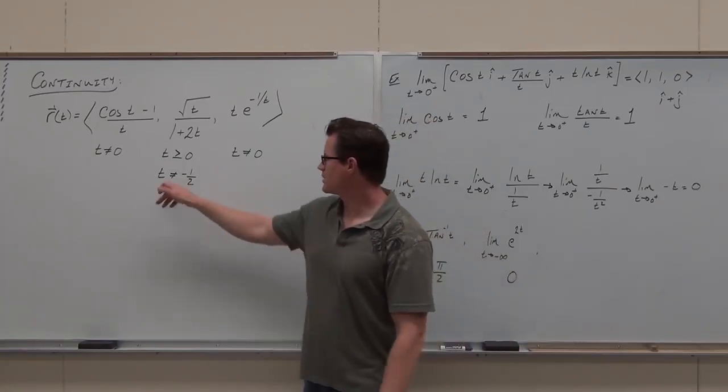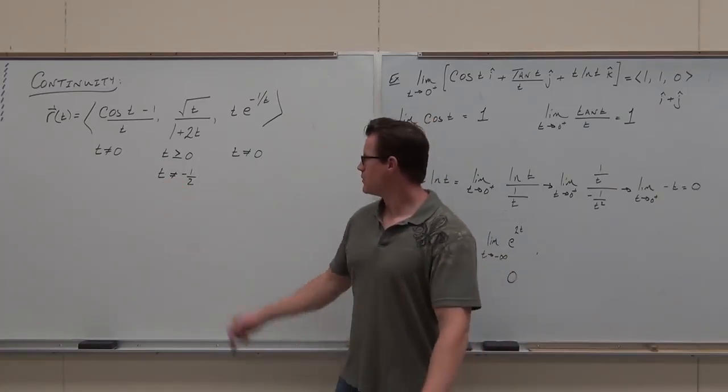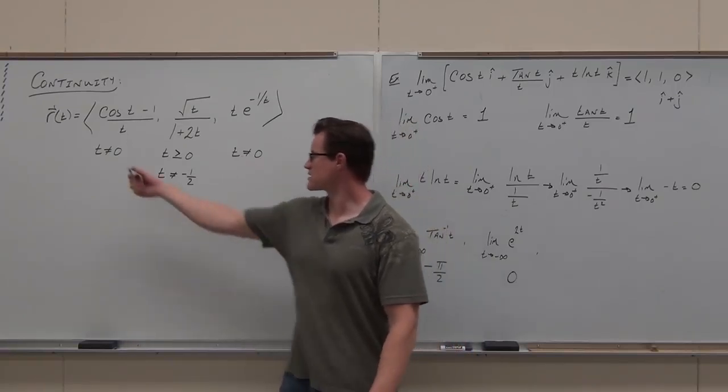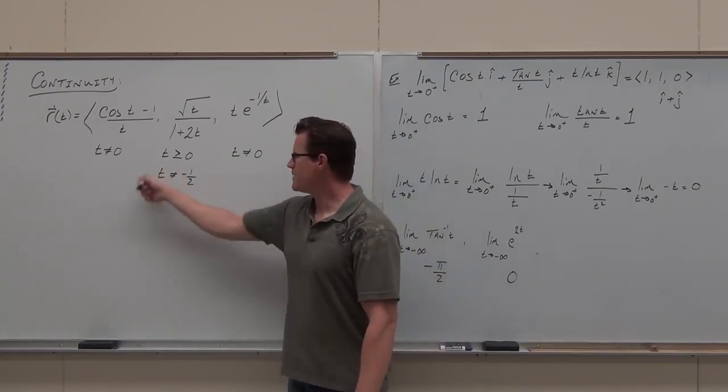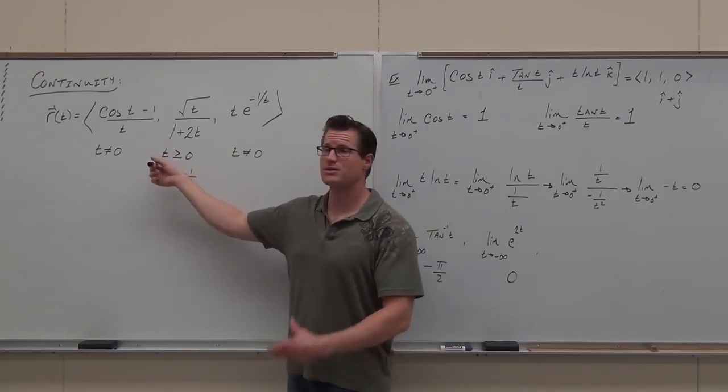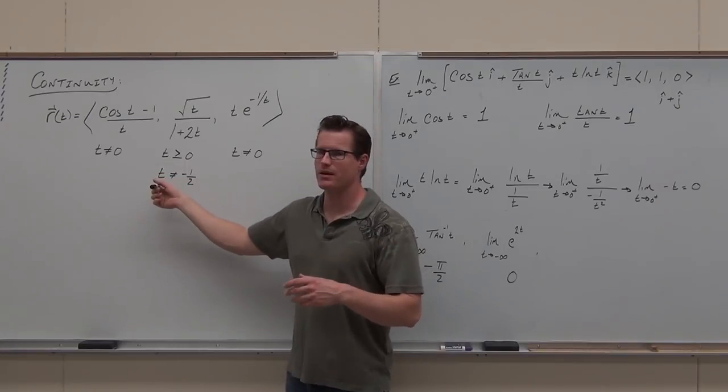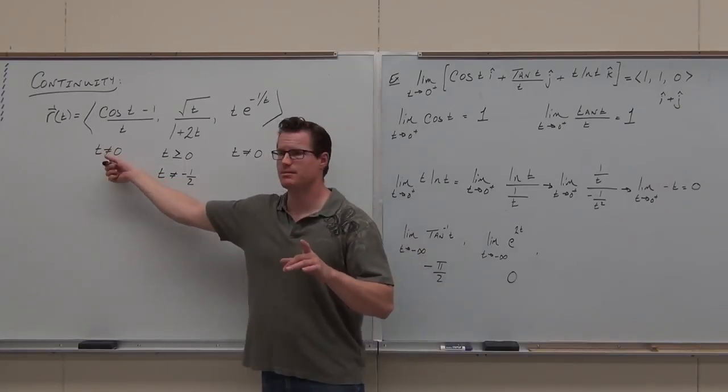This one says I can't equal negative 1/2, okay? But this one says I can't equal 0. That says the same thing. But that one says I got to be bigger than 0. Does this even matter? If I've got to be bigger than 0 anyway, that doesn't even matter. But then this comes in and says, but you can't be 0.